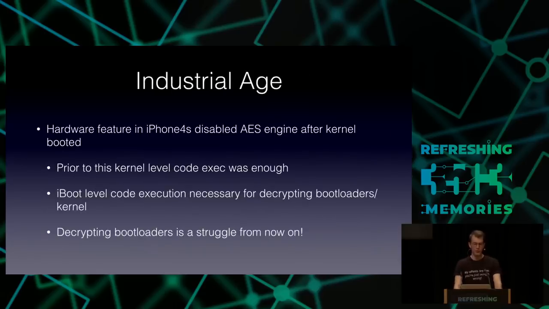Before the iPhone 4S, you could just talk to the hardware AES engine as soon as you got kernel-level code execution. But with the iPhone 4S, they introduced a feature where before the kernel would boot, they would shut off the AES engine by hardware. So there's no way to decrypt bootloader files anymore so easily, unless you got code execution in the bootloader itself. So decrypting bootloaders is a struggle from now on.